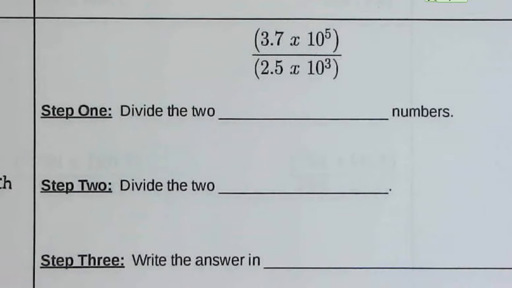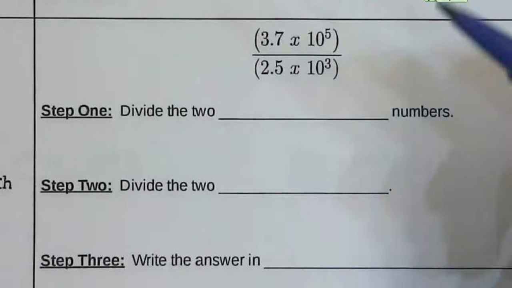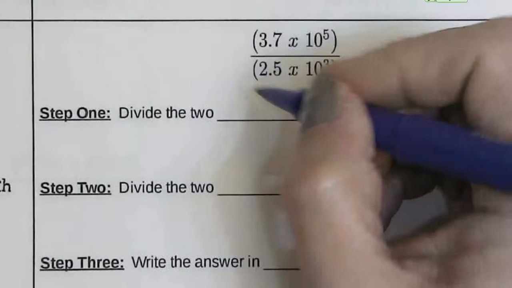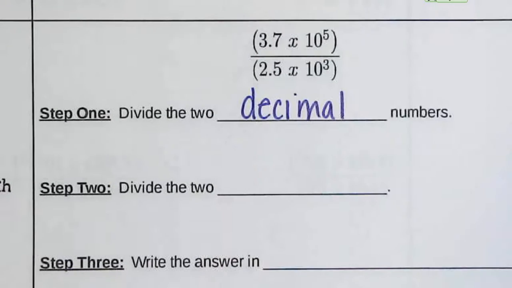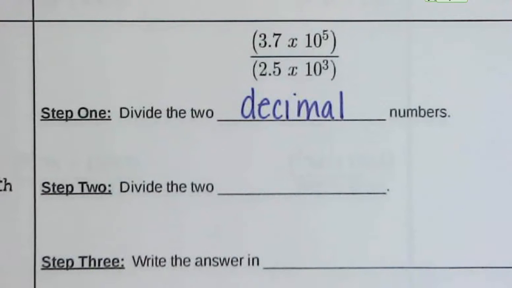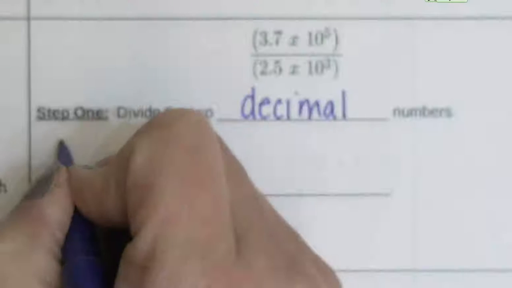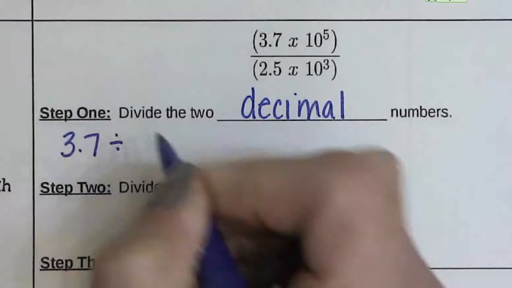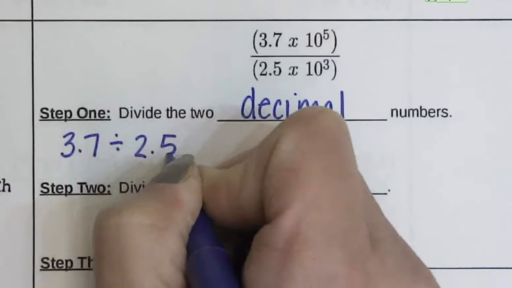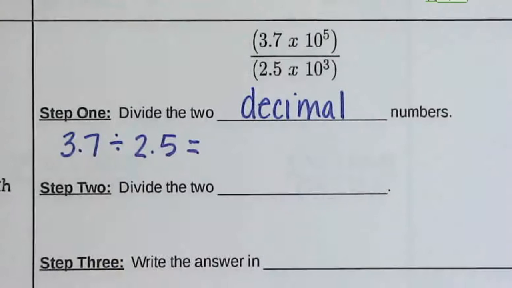So what that means as far as what I'm going to type into my calculator is I need to type 3.7 divided by 2.5. All right, so I'm going to take my calculator and do 3.7 divided by 2.5. And I get the answer of 1.48. So my first step is to divide decimals. Done.